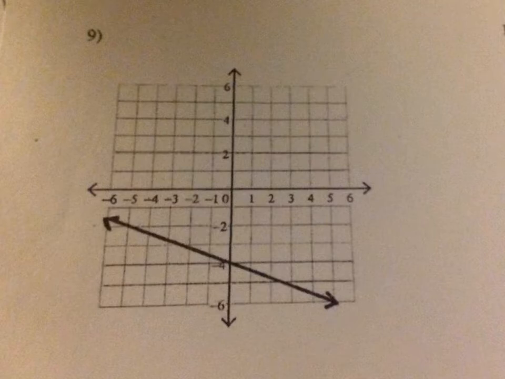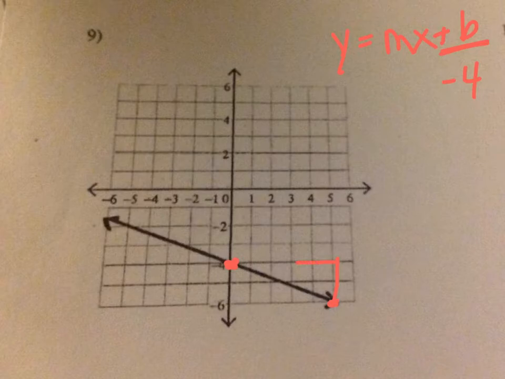For number 9, the y-intercept is negative 4, so in my equation y equals mx plus b, the y-intercept will be negative 4. Next, I'm going to take another point on my line and count up for the rise, 1, 2, and over for the run, 1, 2, 3, 4, 5. And again, that's up 2, over 5. So it's a negative slope, so it should be y equals negative 2/5 x minus 4.